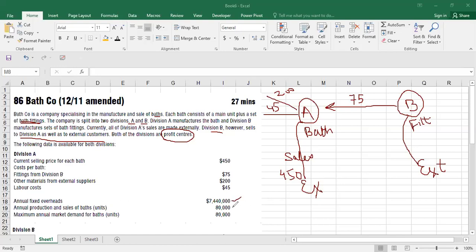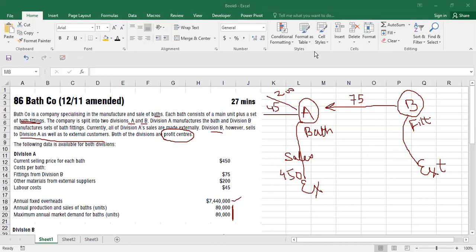Their annual production and the maximum annual market demand are the same. You should always pay attention to this, so that we can find out what the production is and what the demand is. Their production and demand are equal. Whatever they produce, they sell. So this is what we understand about Division A.